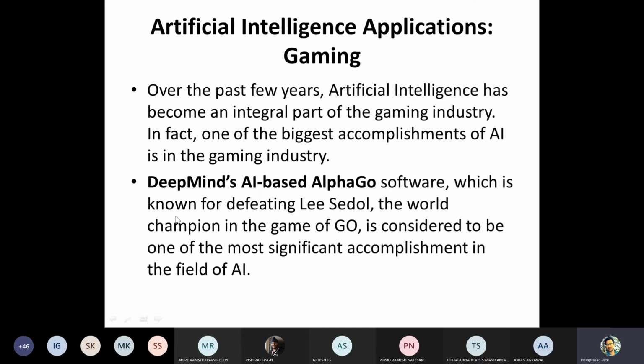Next is gaming. So this is interesting. There are some games where we can play against AI-based agents. Over the past few years, AI has become an integral part of the gaming industry. In fact, one of the biggest accomplishments of AI is in the gaming industry. DeepMind's AI-based AlphaGo software, which is known for defeating Lee Sedol, the world champion in the game of Go, is considered to be one of the most significant accomplishments in the field of AI.